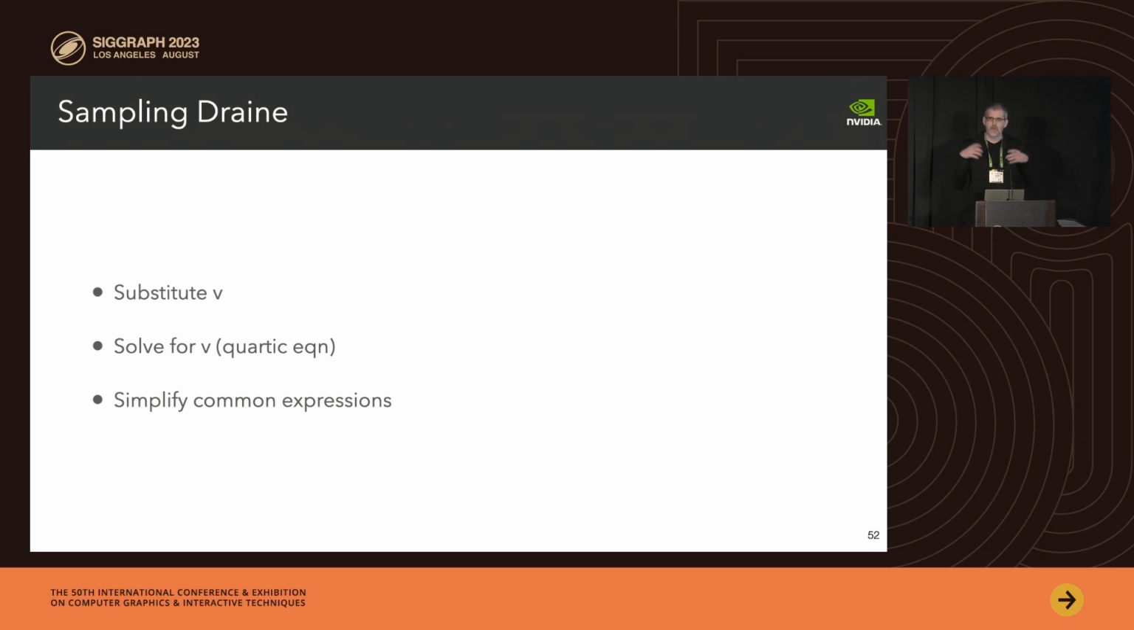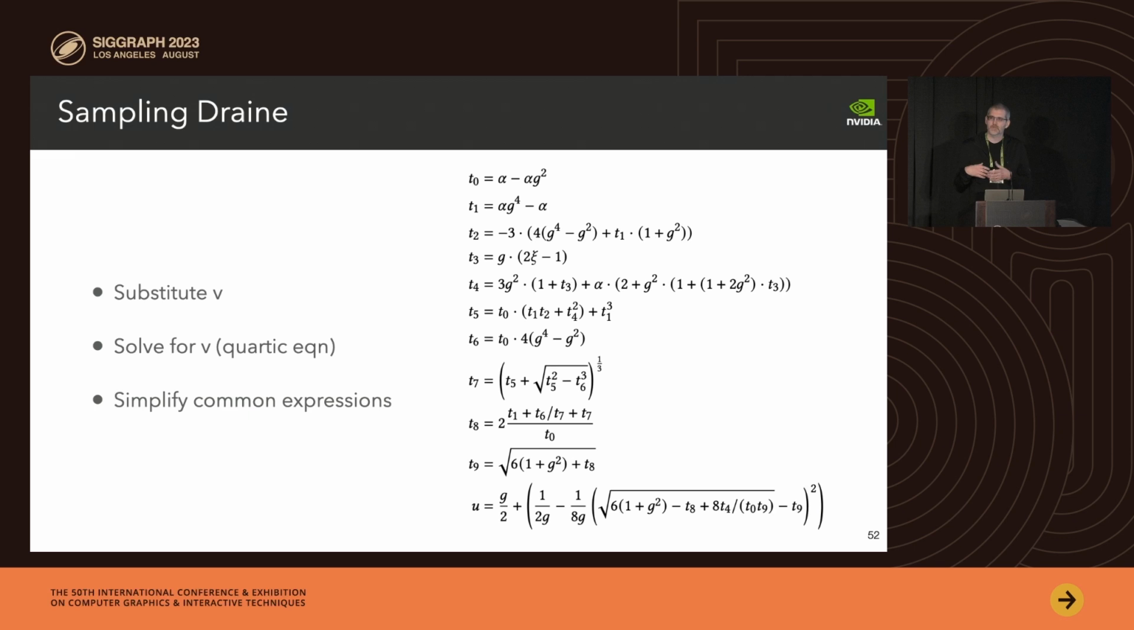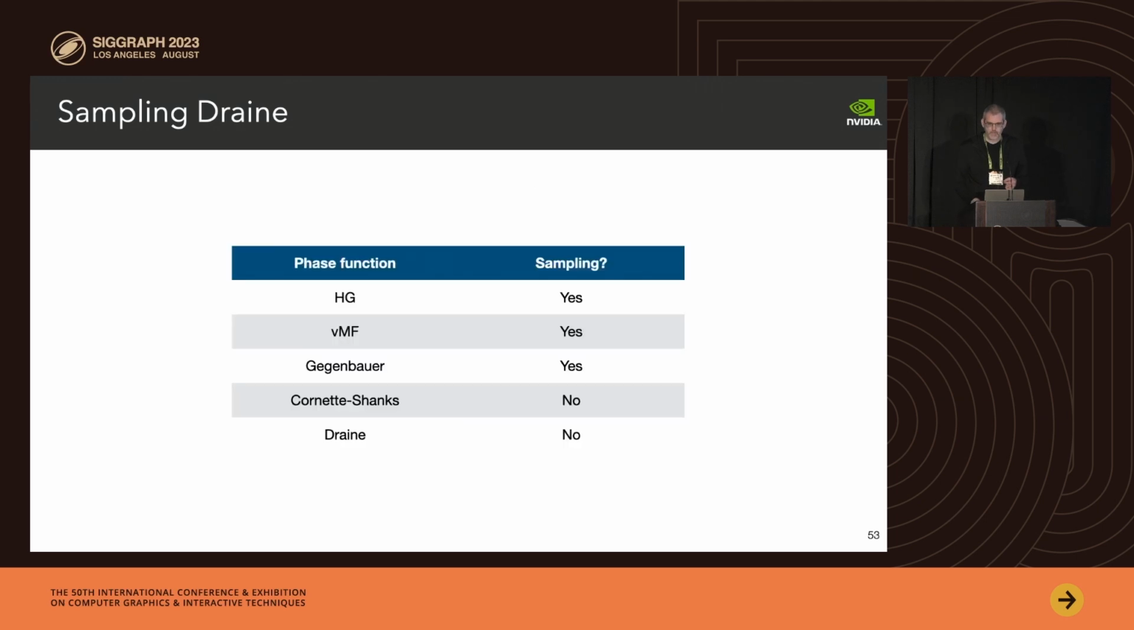It's quite happy to give you pages of math for those solutions. You find the one that doesn't produce complex numbers, and simplify common expressions. And we got it down to basically 10 lines of code that with a single random variable xi will give you the cos theta equal to u that you need to sample that, and then you just do your normal azimuthal sampling and the rest of the lobe. And we provide validated code so you don't have to type these ugly equations in at home. And so given that, and given that Cornette-Shanks is a special case, to the best of our knowledge, we've now given the first analytic sampling for all 5 of these functions.